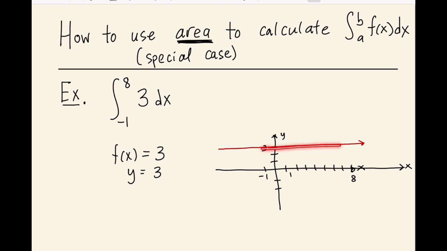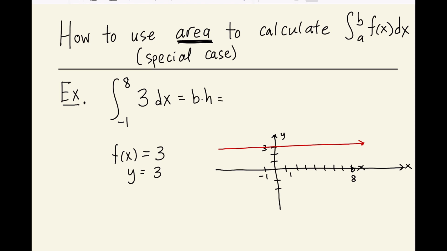between the line y equal 3 from -1 to 8. So above the x-axis and below my horizontal line, y equal 3. I'm interested in this area, and you can see that's just a rectangle. So we're going to do base times height.